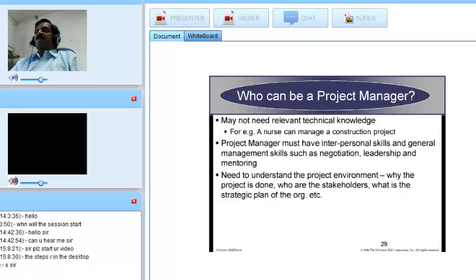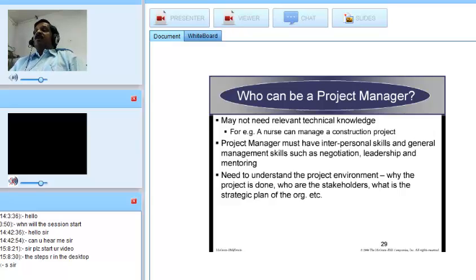and also he should have the general management skills involving negotiation, leadership, and mentoring, because many times you may have to negotiate project guidelines, project objectives, project scope. A lot of things need to be negotiated, so you must have very clear negotiation skills, and you should be a good leader. You should be able to motivate your people, guide them properly, solve their problems, and the project manager must be able to mentor them as well.